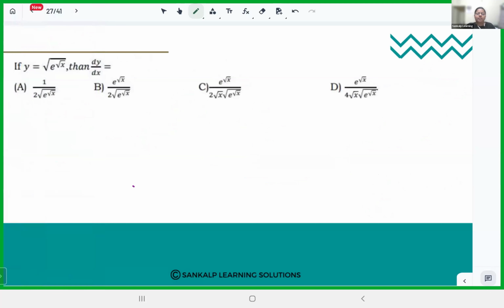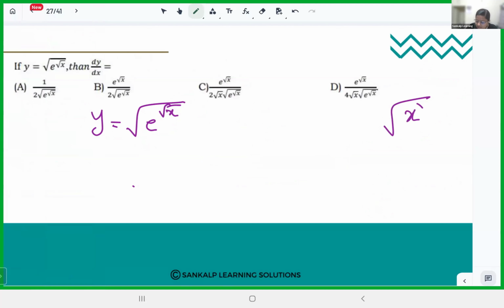Now, next one, y equal to root of e raised to root x. Then you have to find out dy by dx. Okay. So, y equal to root of e raised to root x. Here also you can see that it is a composite function, and which is the base function? That is the basic thing that you have to do. You have to identify the base function. Which is the base function here? It is nothing but root x.